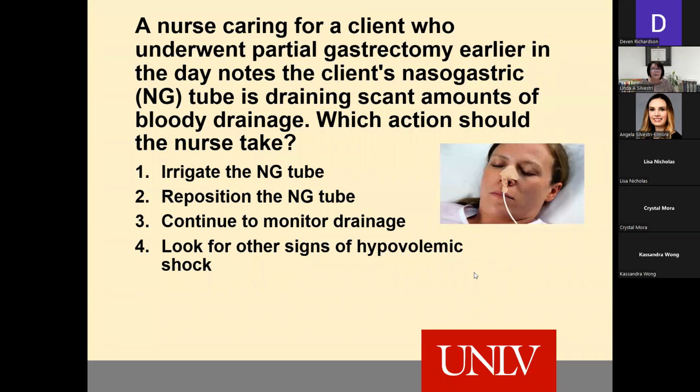Okay, option 3 is your correct answer. This one's kind of out of order from what I had looked at previously from these slides. But I can tell you that option 3 is the correct answer here. We're only seeing a scant amount of bloody drainage. So scant amount is expected, okay? So there are no signs of hypovolemic shock, and I'm glad no one selected that answer.